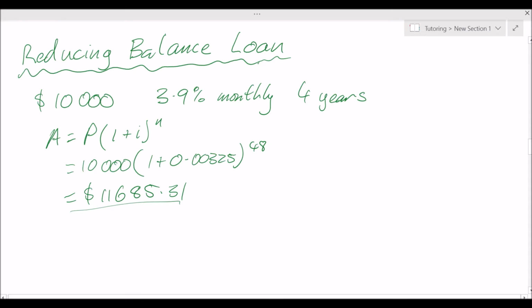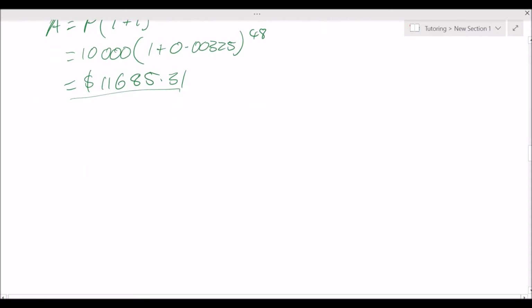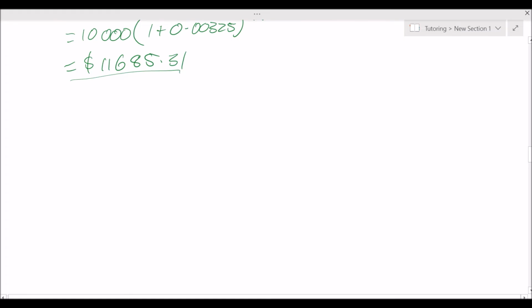So what we would normally do is set up a repayment schedule, okay? So maybe we're going to repay $200 each month. Okay, well, let's write that as a recursion relation.